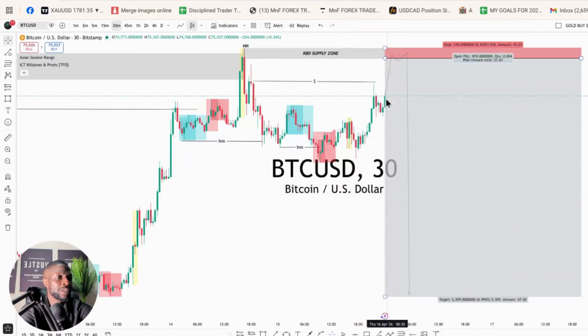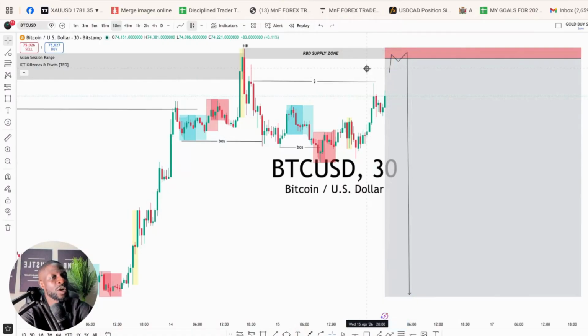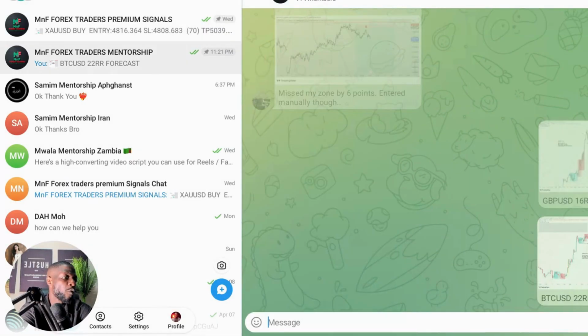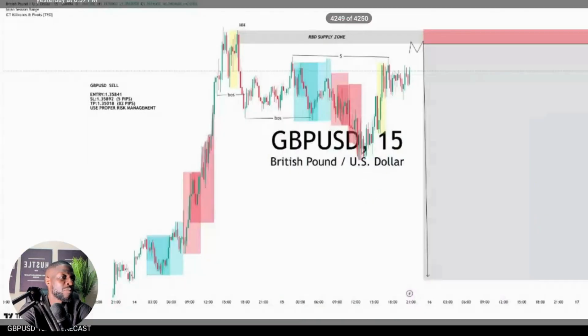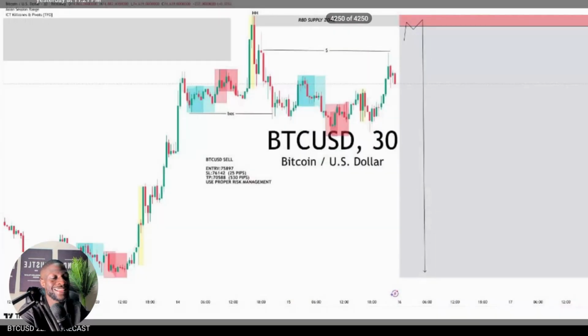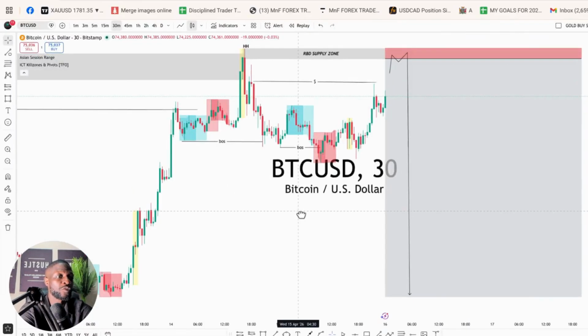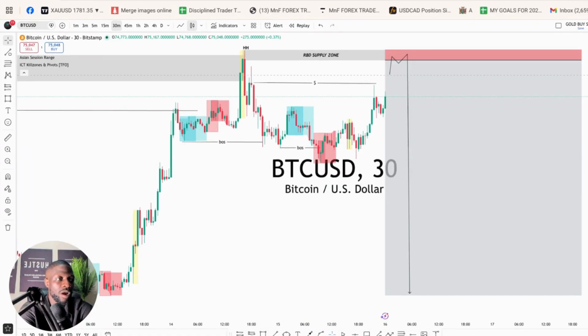So what we're anticipating right now is just for price to come in, and once that happens, we'll be able to share this in our premium signals community. This forecast has already been shared in our mentorship community right here, where we share all our forecasts. We have GBPUSD, and we also have BTCUSD, which is Bitcoin. For now, all you have to do is just wait to see how the market reacts. Remember, if the market gives us our confirmation, we'll be able to take a trade. But if it doesn't, we'll skip and wait for the next one. All right, this is a forecast, not a signal. Wait for your confirmation before you jump into any particular trade.